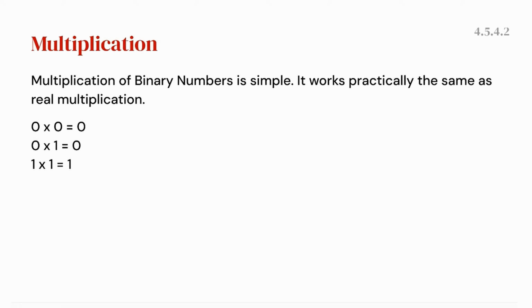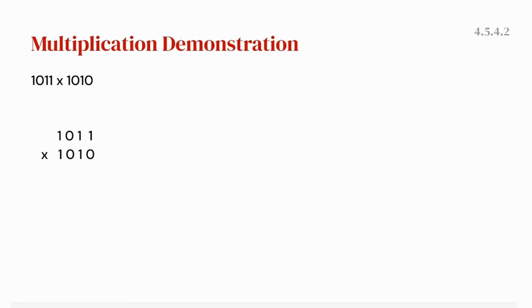You can also do multiplication with binary numbers, and this is simple. It works practically the same as real multiplication. 0 by 0 is 0 because that's nothing. 0 times by 1 is still 0 because you're multiplying by nothing. And 1 times by 1 is 1. So let's demonstrate some multiplication as well. So again, I'll draw the line in for some ease of view.